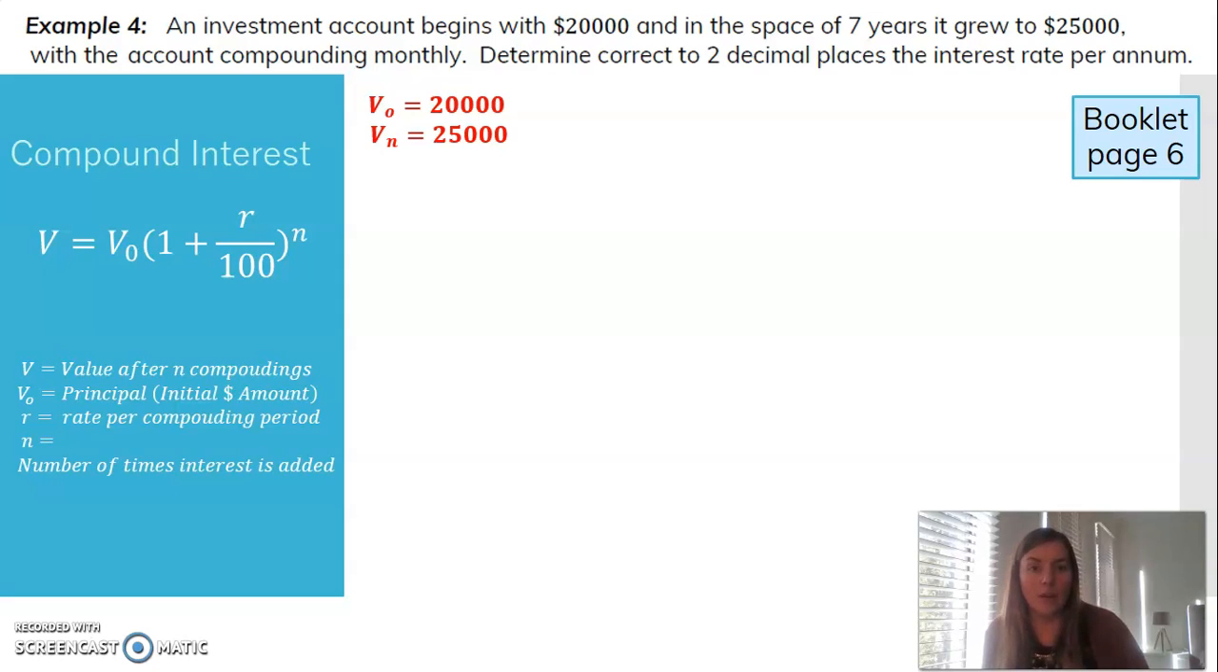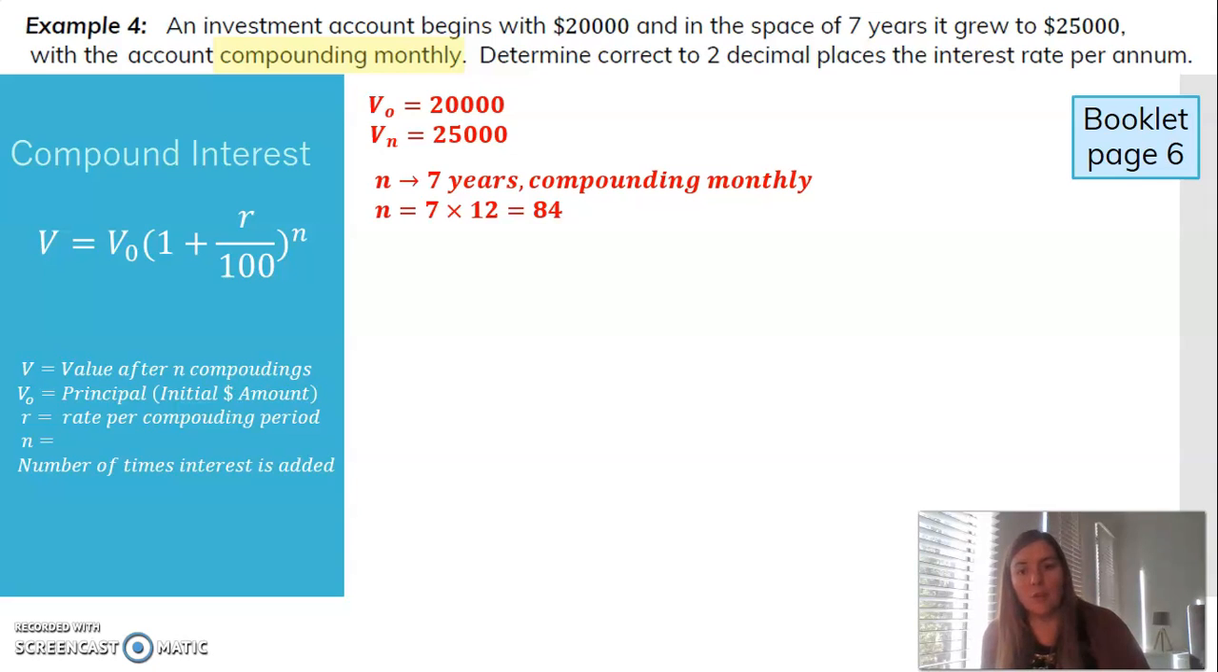We also know that it is compounding monthly. So n refers to number of months. So in order to find our n value here, n is not going to be 7. It's going to be 7 multiplied by 12 because there are that many time periods happening in that 7 years. So for my n value, 7 years times 12 gives me 84 time periods. So I've got a V0, a Vn, and an n. The only thing that I'm missing is my R, and that's the thing I want to know.